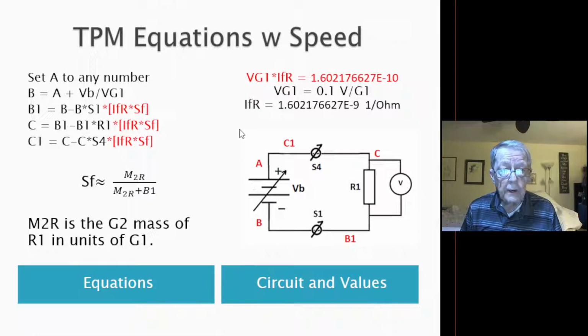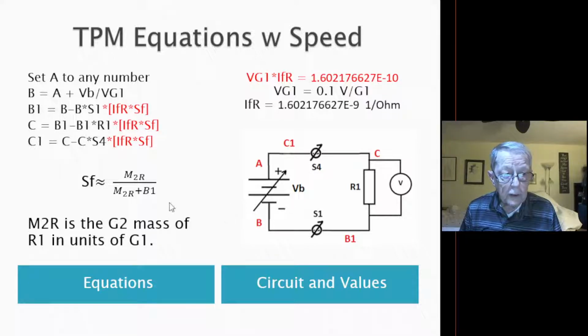But then I added speed to the concept, and I've done this because I found out that doing the diode and the transistor, speed will help me explain the IV curve of those devices. So in this case, I've added the speed factor here. I call it SF, and it's based on the G2 mass of the R1. This M2R is the G2 mass of the R1 in units of G1. Equivalent, how many equivalent units of G1 do you have?